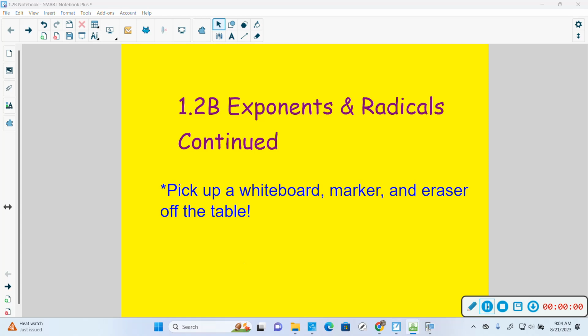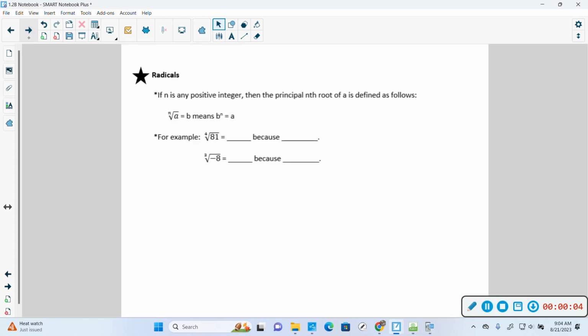Minutes. So we're going to do the radical part of the 1.2. So let's just do radicals. Now notice we're saying radicals instead of just square roots. You're probably used to just square roots. Radicals, of course, can be a square root, cube root, fourth root, etc. So if n is any positive integer, then the principal nth root is defined as the following. And you can see it's up there on the board, of course, too.